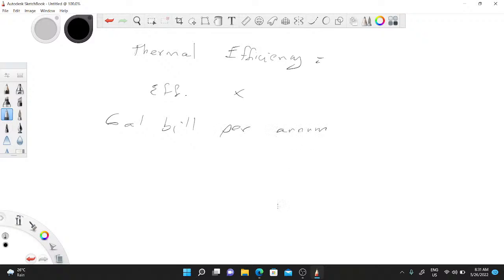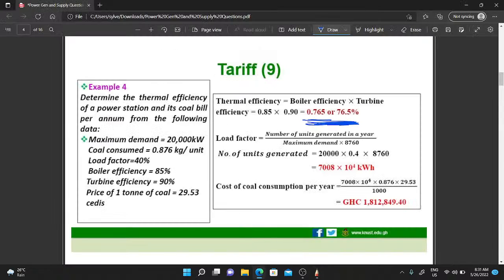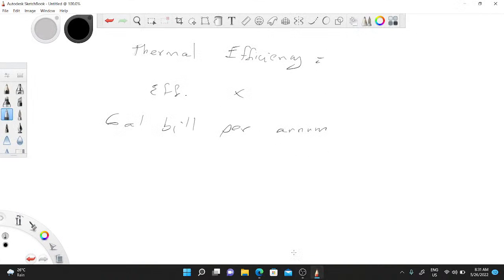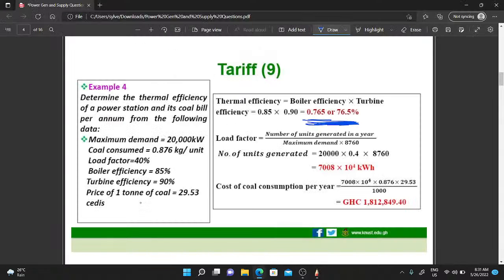Now, what do we need to find? We've been given the coal consumed: it consumes 0.876 kilogram per unit, like per any unit produced, a kilogram of coal is used. I have load factor to be 0.4. So what can I find if I know the price of 1 ton of coal? One ton of coal costs this amount. So if I can find the total number of tons, I can multiply by the price of 1 ton. That's how we solve this question.